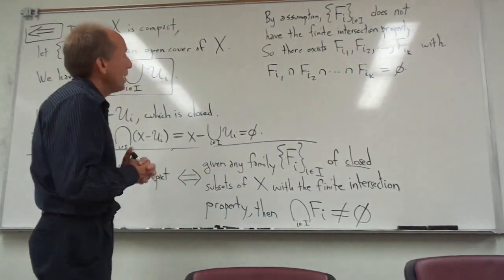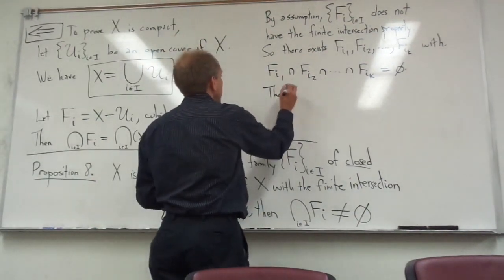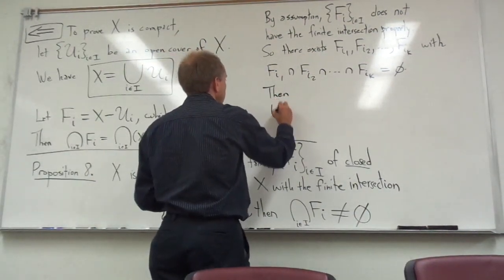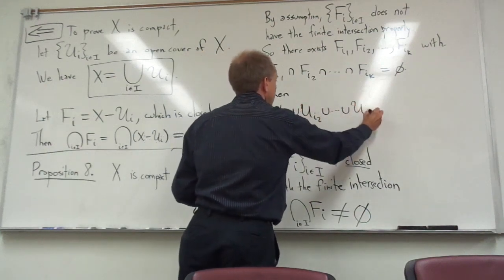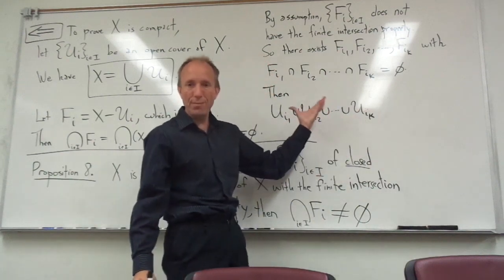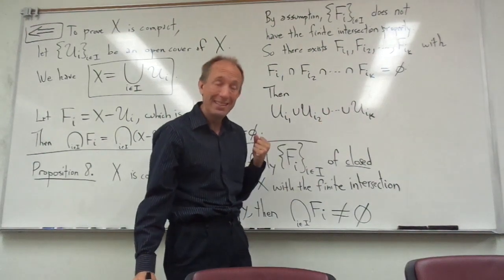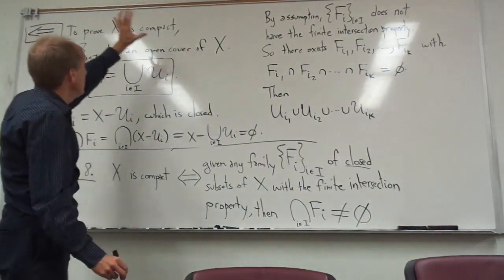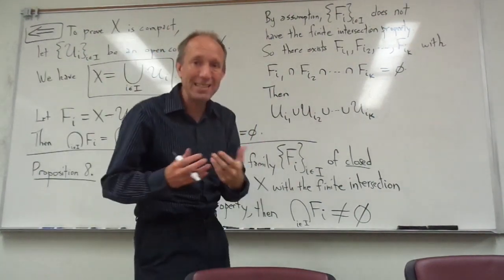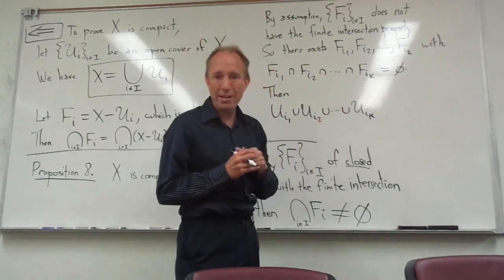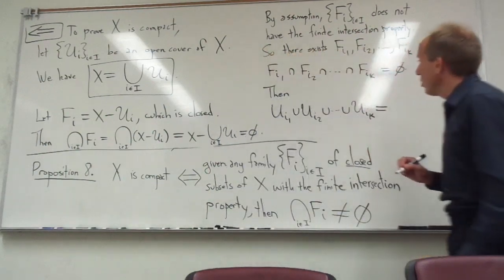Now if I take a look at the union of the corresponding u sub i's, I claim that just this finite collection is going to cover X. Remember what we're trying to prove. Starting with this open cover of X, we're trying to come up with a finite subcover. This is going to be it. This union is going to equal X. Let's just check it. This is all we have left to do.